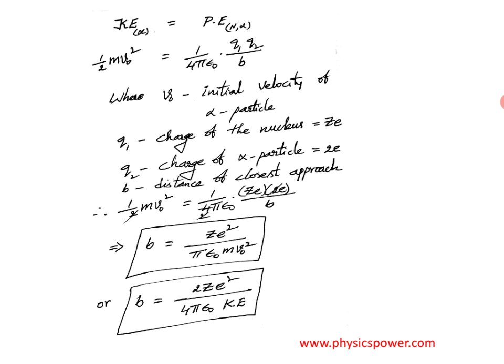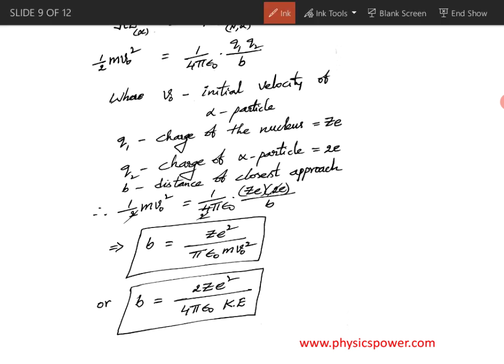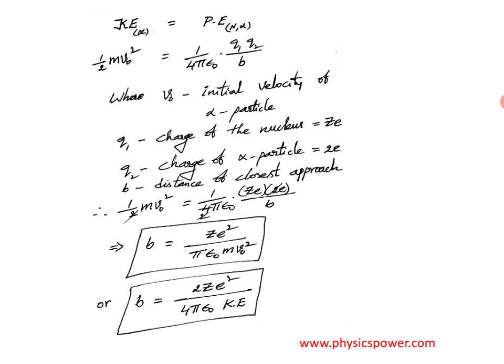With this we can conclude one thing: if the kinetic energy of the alpha particle is very high, then the distance of closest approach is very low, meaning the alpha particle can go very near to the nucleus. But if the kinetic energy of the alpha particle is very low, then, being inversely proportional, b is very high. So the distance of closest approach is inversely proportional to the kinetic energy of the alpha particle. That he concluded with his derivation.